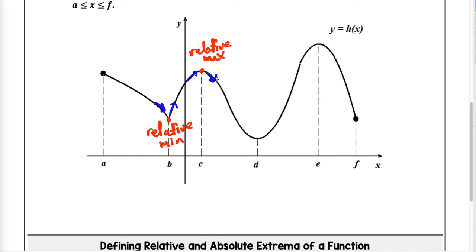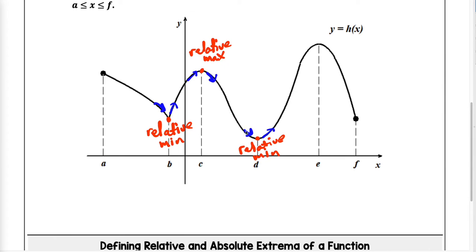Now, I don't know if you guys have caught on why I'm referring to it as changing between increasing and decreasing. If you're not looking at a picture and you only have equations to go by, you're going to have to identify if something is a relative max or a relative min by looking at information rather than the picture. This spot is a relative min, and that is because it changes from decreasing to increasing.